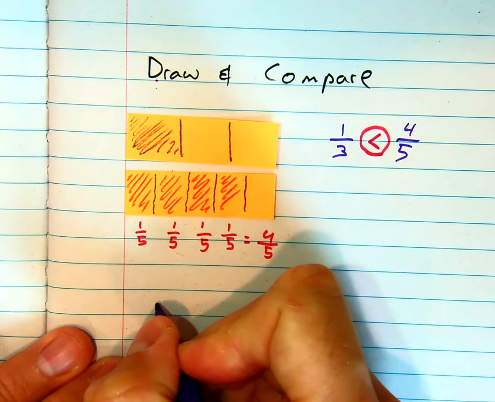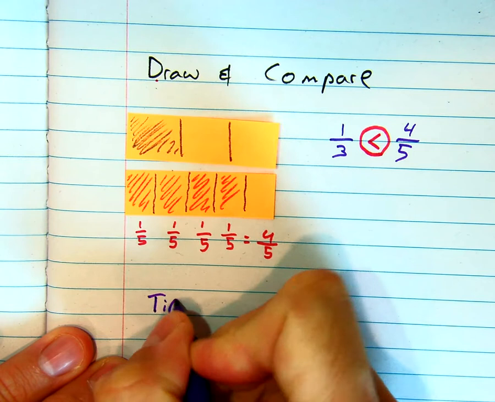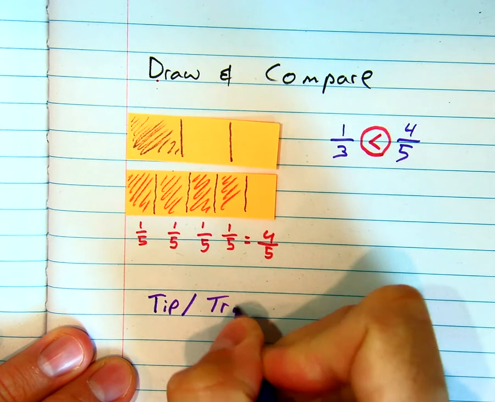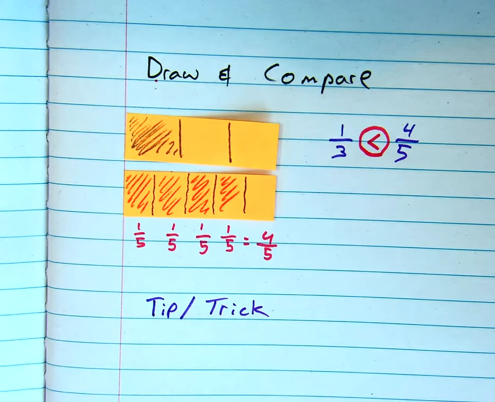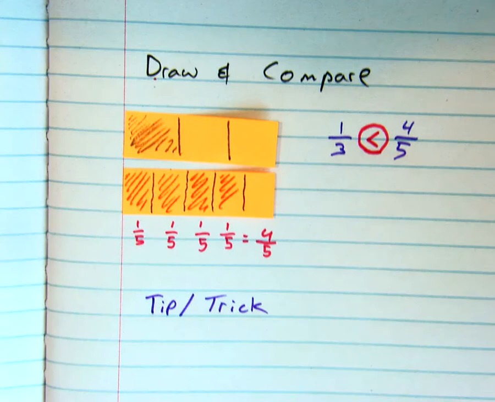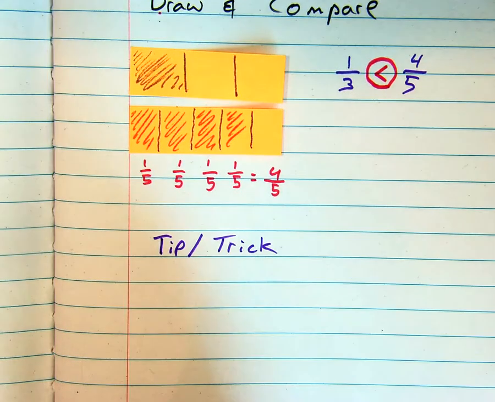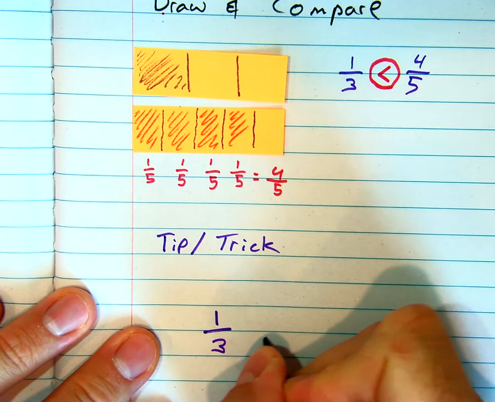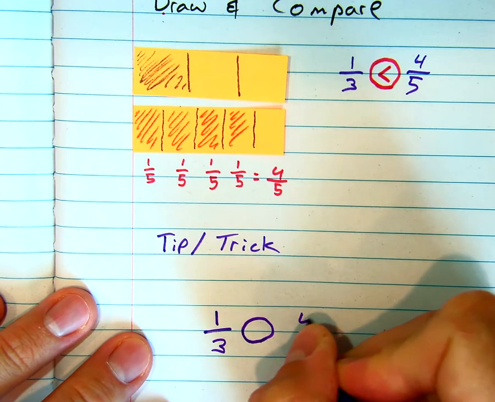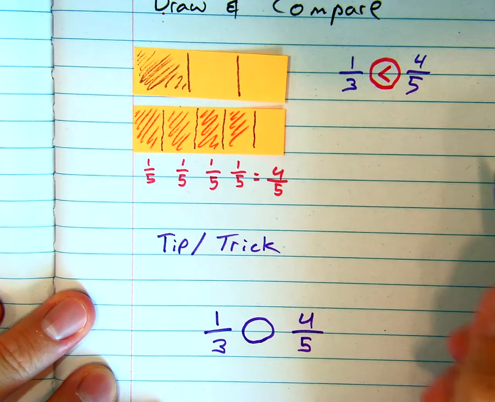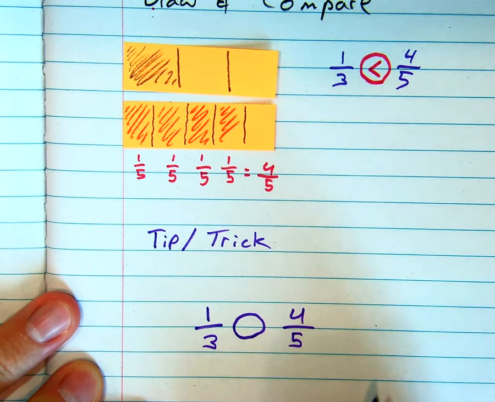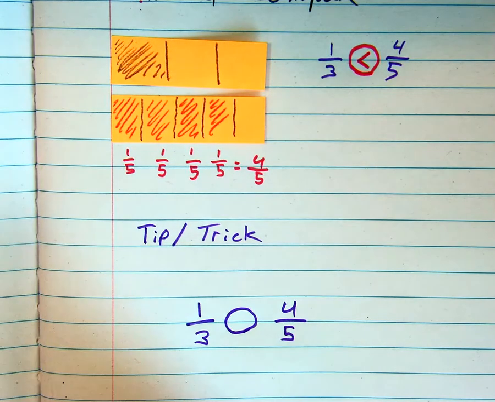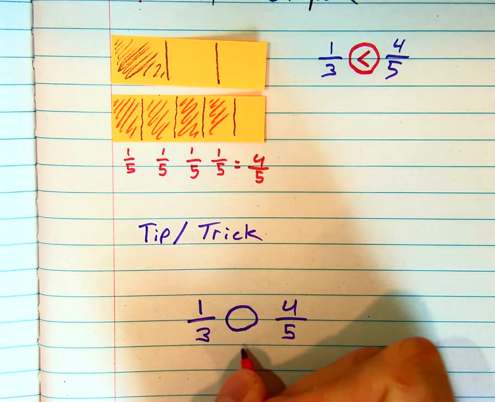All right, and I'm going to wrap these notes up, but before we do, I'm going to show you a tip/trick. All right, it has to do with these comparisons. So let's use the same problem, and let's look at it slightly different. 1/3 is something to 4/5. We know the answer, but let's pretend that we do not. And we are going to do something called cross-multiplying.